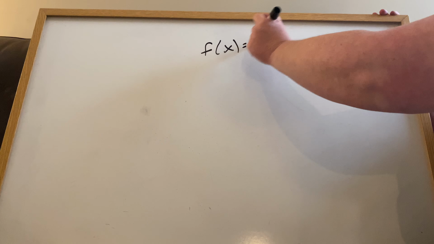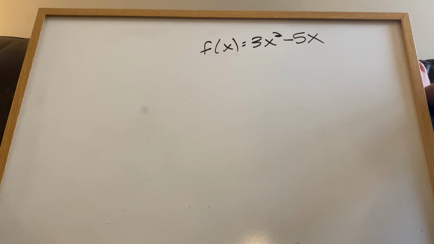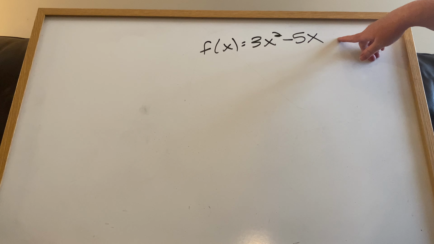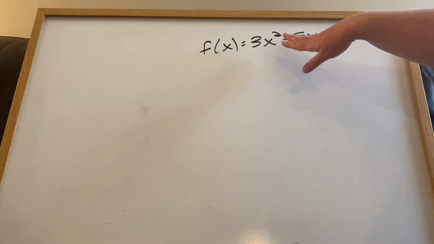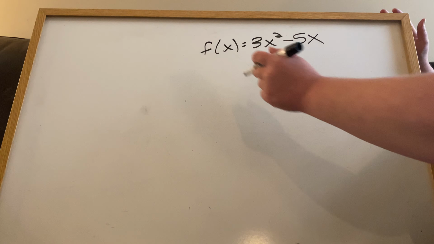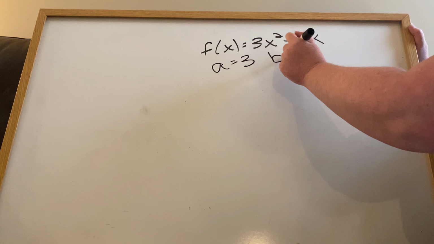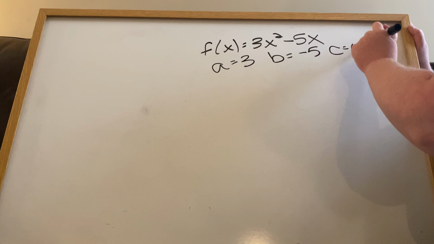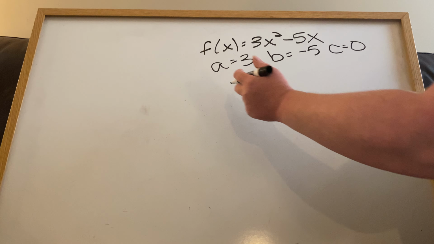So here we've got 3x squared minus 5x. Notice we're missing the constant. That means that you're missing your C value, because C always goes with the constant, B always goes with the X, and A is always going to go with your X squared term. So A is 3, and B is -5, and C is 0. You can't just not write down C in the formula. You have to make sure you put in 0 all the places that C would show up.